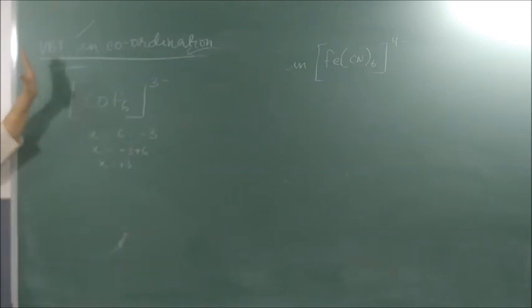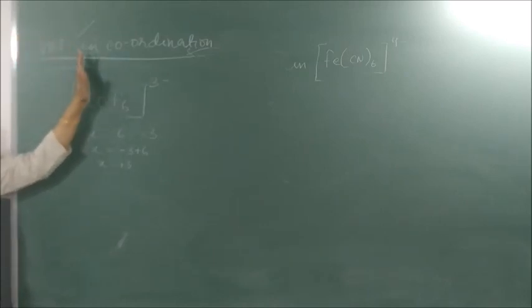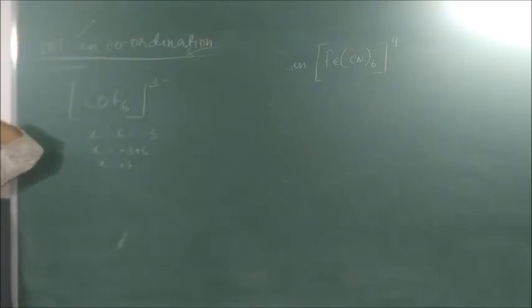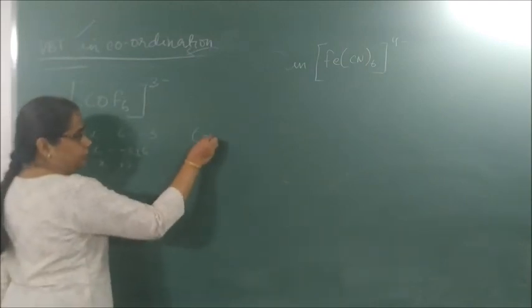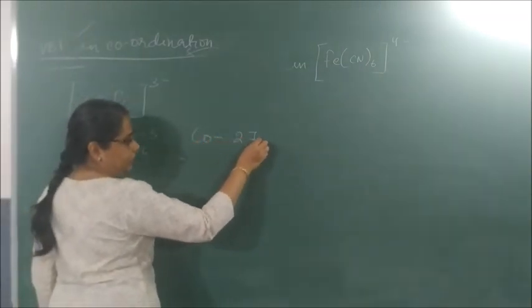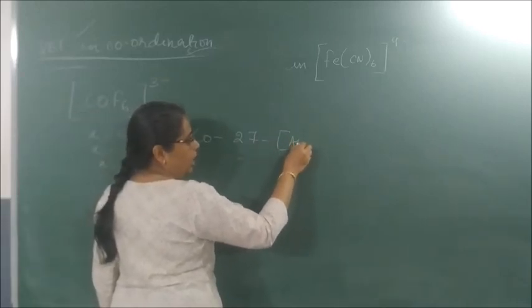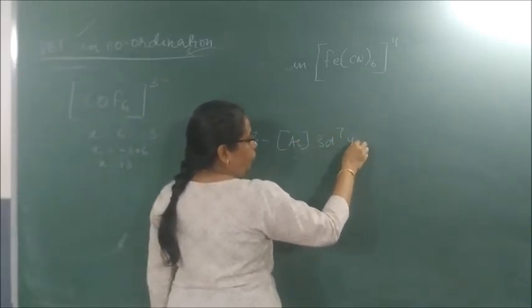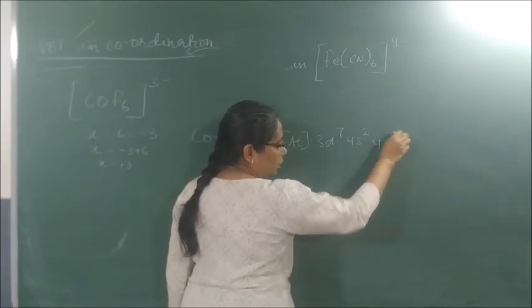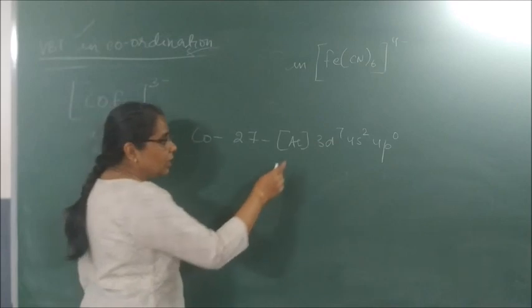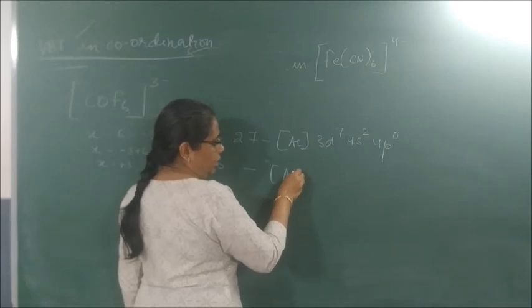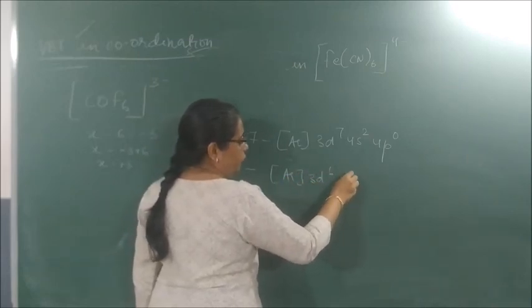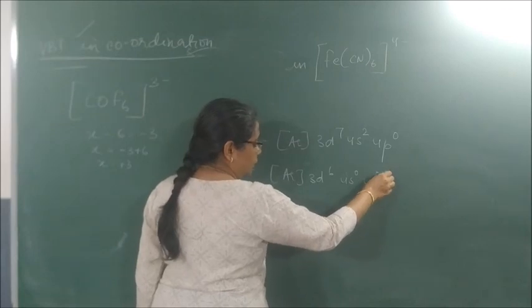Now I have to show hybridization, geometry, and magnetic behavior, whether it is an inner orbital or outer orbital complex. First, what is my central metal atom or ion? Cobalt. What is its configuration? Atomic number 27, so argon 3d7 4s2 4p0. Correct? Now, in the Co3+ state, what will be its configuration? Argon 3d6 4s0 4p0.